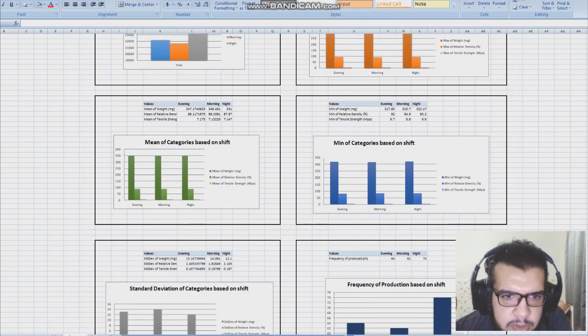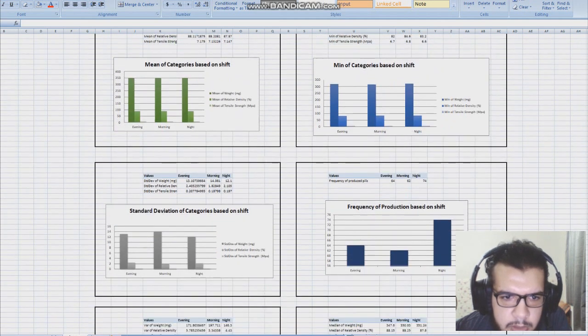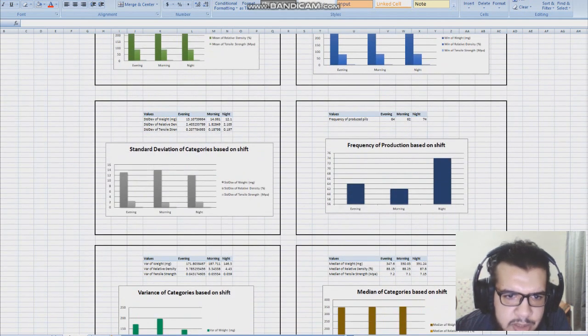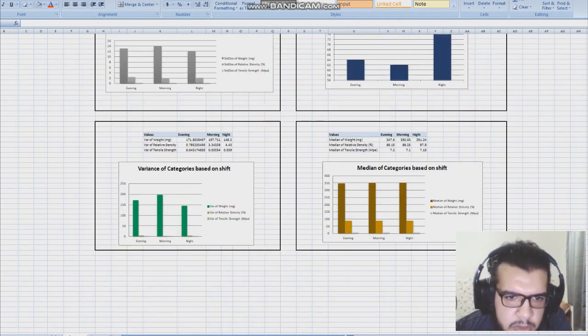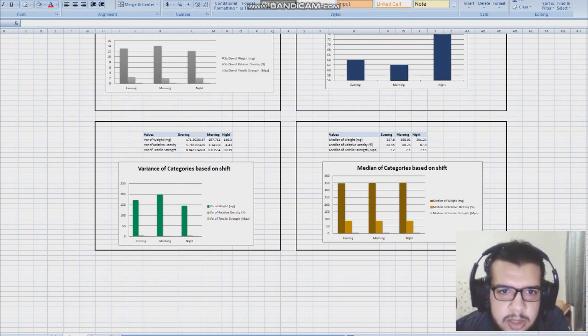That goes as well for the mean, minimum, and with a slight difference in the morning shift at the standard deviation. When it comes to frequency of production based on shifts, we can notice that most of the pills are produced at the night shift. And when it comes to variance, we can notice that there is a significant difference between the three shifts. Lastly, when it comes to median, we can notice that there is minimal to no difference between the different shifts. That's all from me. Now I'll pass it to my next teammate.